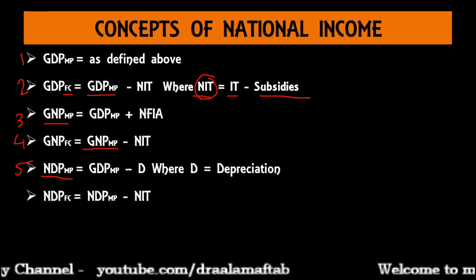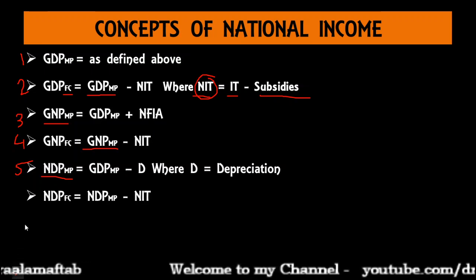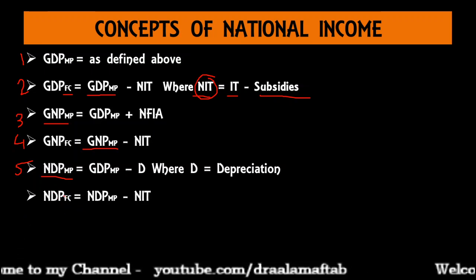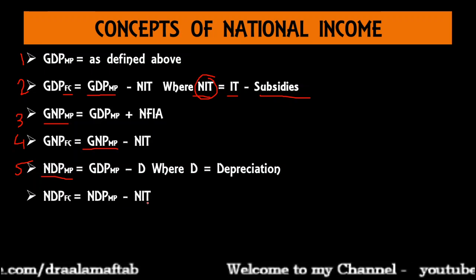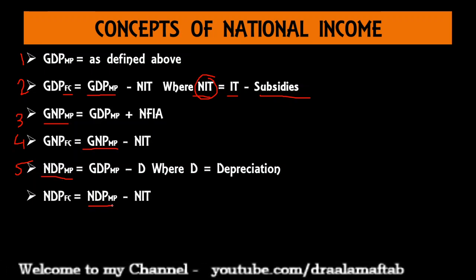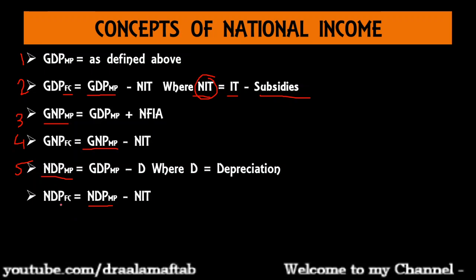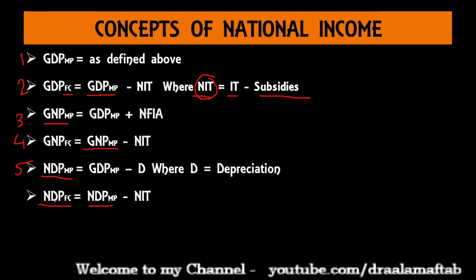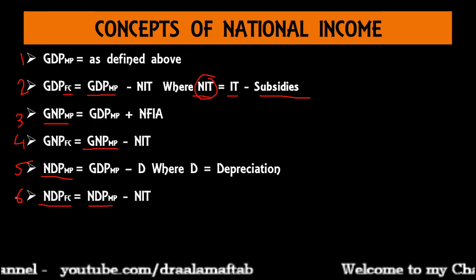The sixth variant is NDPFC, net domestic product at factor cost. Here you simply need to deduct net indirect taxes from NDPMP, which we have already calculated. So write NDPMP minus NIT, and you will get NDPFC, or net domestic product at factor cost. This is the sixth variant.